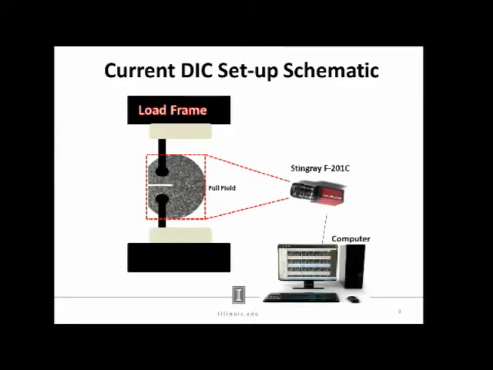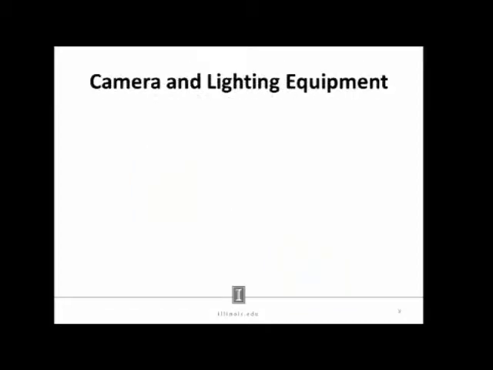This is a loose schematic of what's going on, and neglect the fact that that camera is backwards. Basically, either with the Stingray F201C, which I'll describe in a minute, or the other camera that we're using, which is a digital SLR, we're looking at both the full field and the near tip properties, or the deformation properties, such that we can understand what's going on when we drive that crack through the material. In general, we're using dish-shaped compact tension fracture tests.